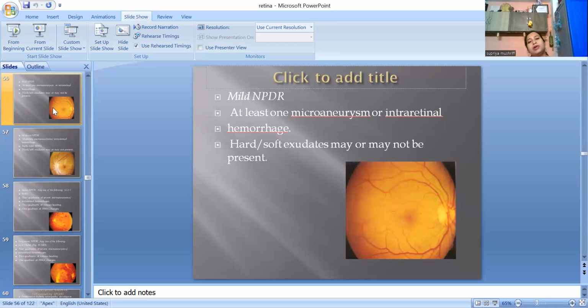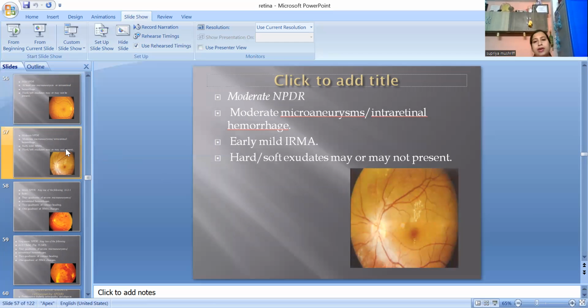So to start with NPDR, which is mild grade. Mild NPDR, how is it defined? At least one microaneurysm. Here you can see some microaneurysms which appear at the macular level, or intraretinal hemorrhage, and hard and soft exudates may or may not be present. Then the patient has mild NPDR. Now the moderate NPDR: moderate microaneurysm, intraretinal hemorrhage, early mild IRMA, and hard and soft exudates may or may not be present. Here you can see all the lesions. These are hard and soft exudates and microaneurysms, which are very fine.